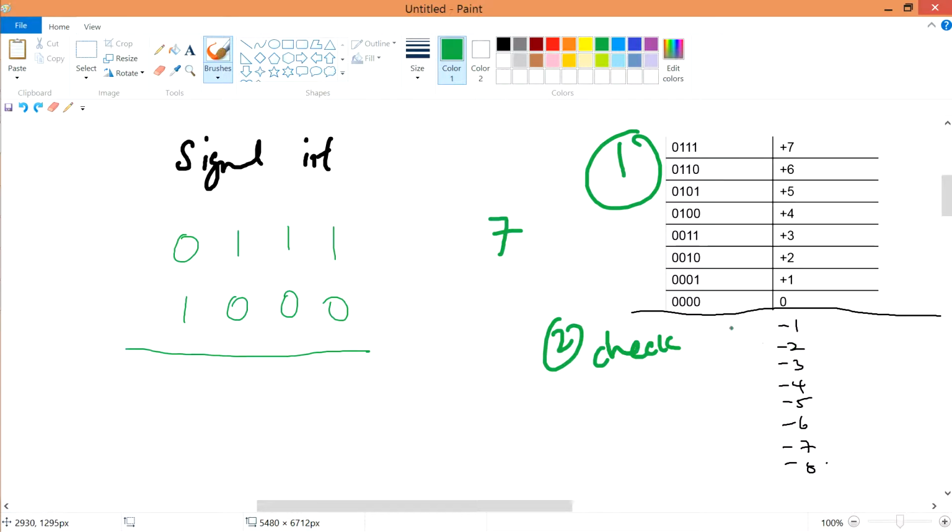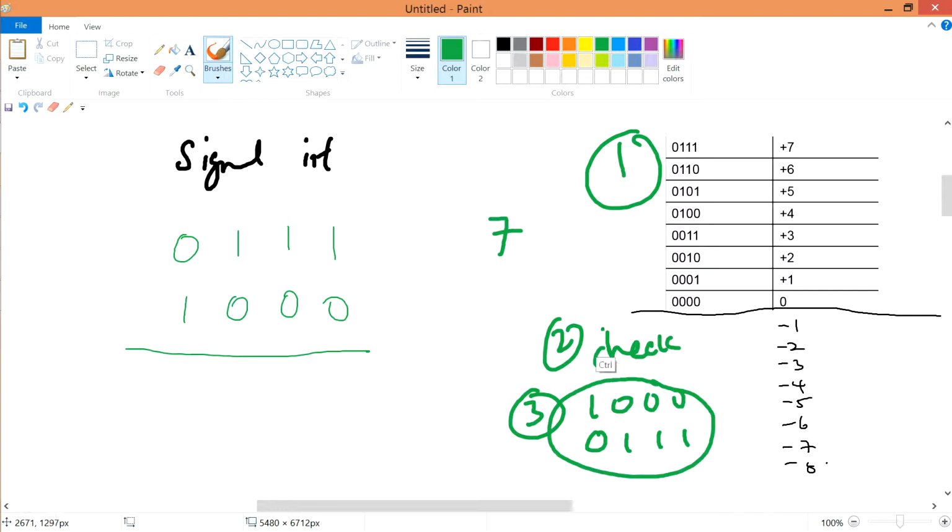Okay, so what can we do? So the third step is to change the 1, 0, 0, 0 to 0, 1, 1, 1. Okay, so if you change to 0, 1, 1, 1, what do you see? Plus 7. Correct? The purpose of this step, you may find it very weird, is that you need to identify its counterpart in the positive. So its counterpart in the positive is actually plus 7.